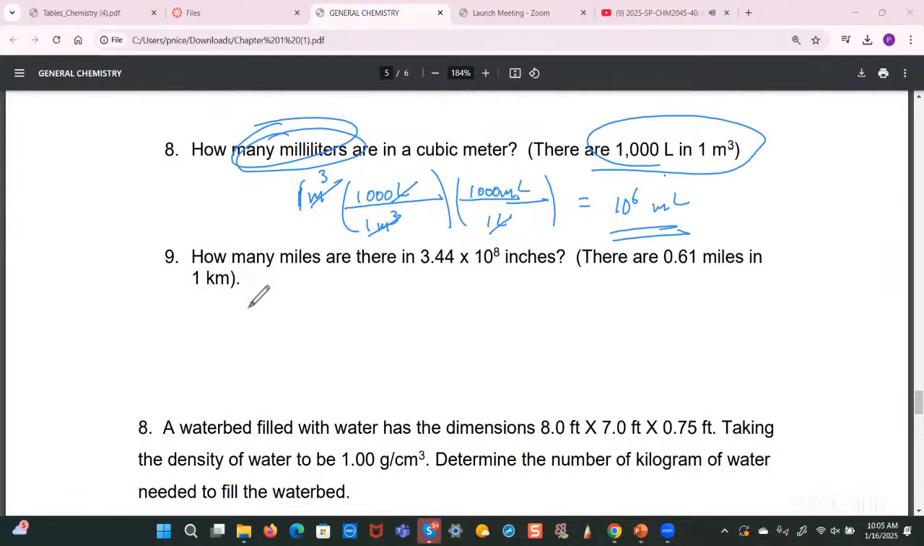Any questions? Okay, number 9: how many miles are there in 3.44 times 10 to the 8 inches, right? And they're giving you a little help here again: 0.61 miles in 1 kilometer. So you're starting off with 3.44 times 10 to the 8 inches. And my question to you is, what would you multiply this by first? What would be the conversion factor you would use first, or in the first step?